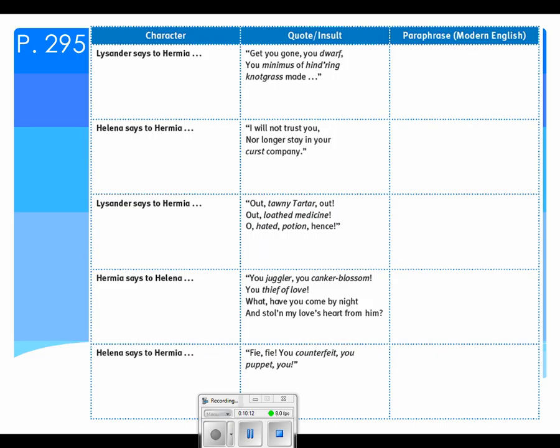So there is one phrase in here that you know. What do you think "get you gone" means? Go away, simply. Here's another word that you have an idea about. A dwarf. What's a dwarf? Someone who's short. So if we were to put this in our own language, we haven't even touched any of the other part of that quote. This is what we can kind of assume that man, Lysander, is telling that girl, Hermia.